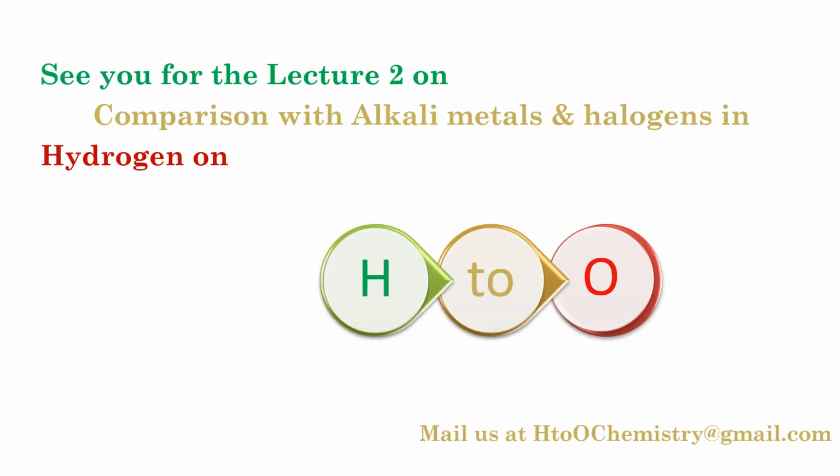That would be all for this lecture, and the next lecture is going to be a comparison of hydrogen with alkali metals and halogens. We've already seen that the electronic configuration of hydrogen is similar to alkali metals and halogens. Therefore, it is going to have many properties similar to alkali metals and halogens, and at the same time there are going to be some differences from alkali metals and halogens as well. So a detailed discussion on all this is coming in the next lecture.